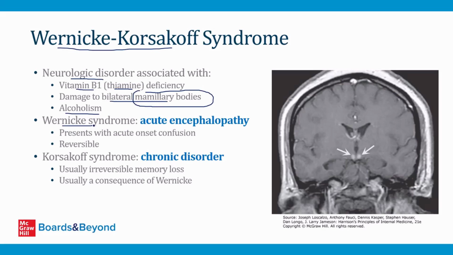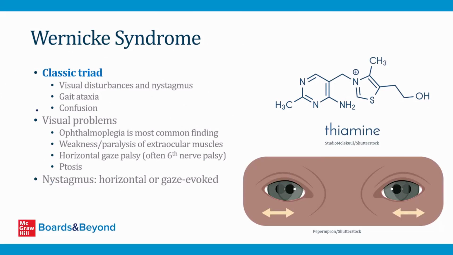One is Wernicke syndrome, which is an acute encephalopathy that presents with the acute onset of confusion, and this is often reversible with thiamine. We'll talk about this in a second. Korsakoff syndrome is a chronic disorder that is usually associated with irreversible memory loss, and it usually occurs as a consequence of having already had Wernicke syndrome one or more times. And so that's why together these things are called the Wernicke-Korsakoff syndrome. So let's talk about each element of the Wernicke-Korsakoff syndrome separately, and we'll start by talking about Wernicke syndrome.